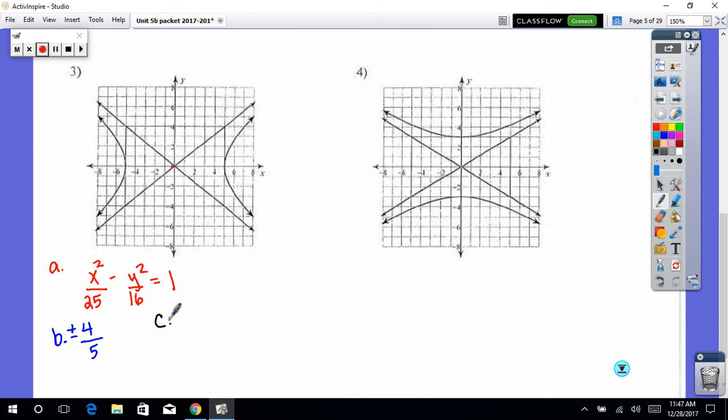And our foci should be over here on the x-axis, so we're going to have a y of 0. 25 plus 16. Another square root of 41. Okay, again, y of 0, so we have positive square root of 41, y of 0. Negative square root of 41 with a y of 0.